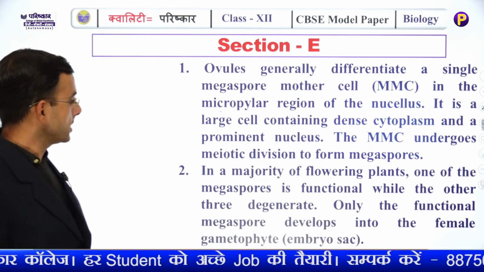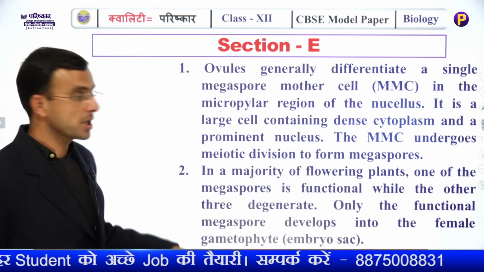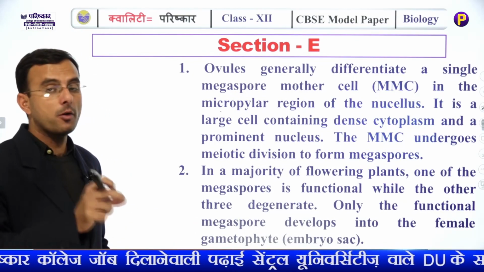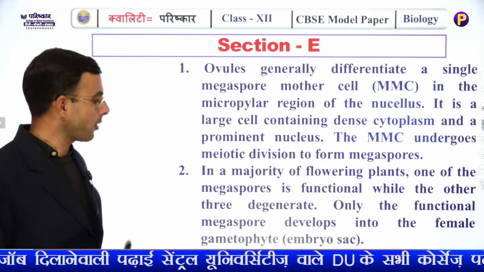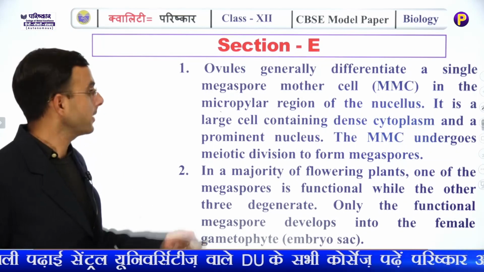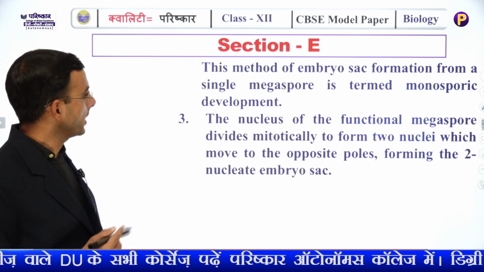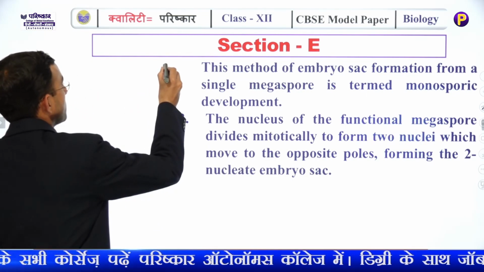Now the second one is that megaspore which is present towards the micropylar end. It remains in the active form and converts into the female gametophyte, and that is the embryo sac. So how is that converted? Look at this one.